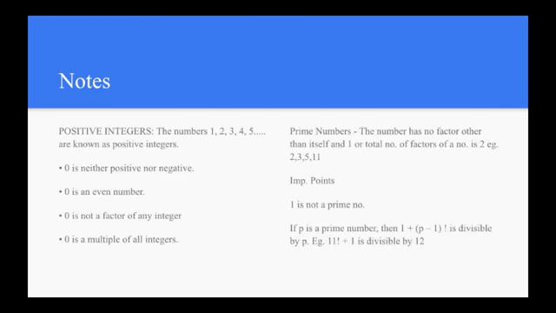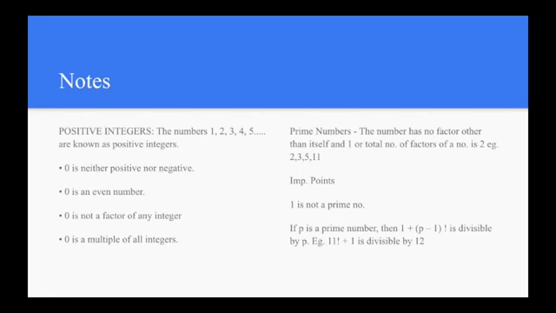Coming to the next part, the positive integers and the negative integers. The positive integers are those integers which are greater than 0, and negative integers are those integers which are less than 0. Certain points to note here: 0 is neither a positive integer nor a negative integer. 0 is an even number, 0 is not a factor of any integer, and 0 is a multiple of all integers.